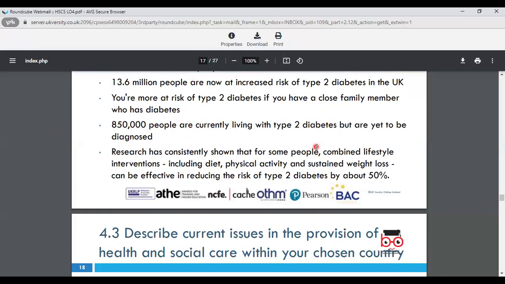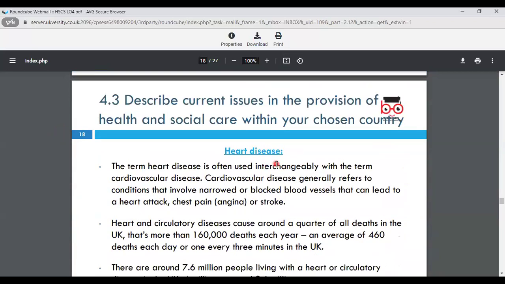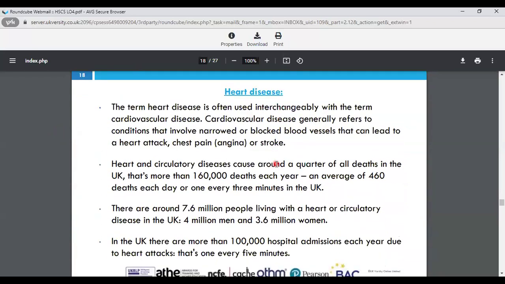Research has shown that for some people, combined lifestyle interventions, including diet, physical activity, and sustained weight loss, can reduce the risk of type 2 diabetes by 50%, which is a huge percentage. And then we have heart diseases. These conditions are called non-communicable or chronic diseases. They mostly tend to happen together. If you are a diabetic, you might have hypertension, you might have heart diseases. And if you are a heart patient, you might have diabetes and other conditions also. Mostly diabetes and heart disease go hand in hand.